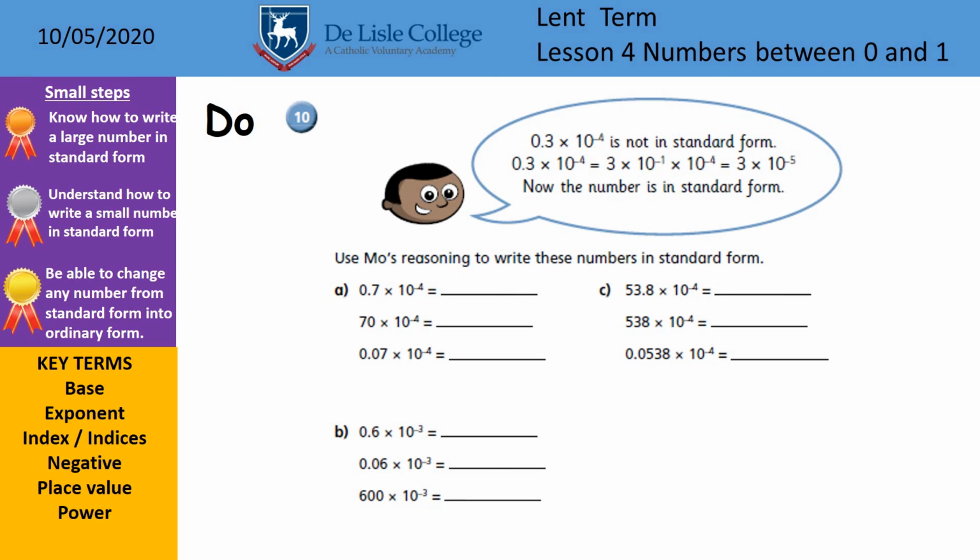And here is question 10. So think about Mo's reasoning to write these numbers in standard form. You may need to alter them and change them and move them around, and start thinking very carefully. This is your gold learning, I think, sophisticated learning.